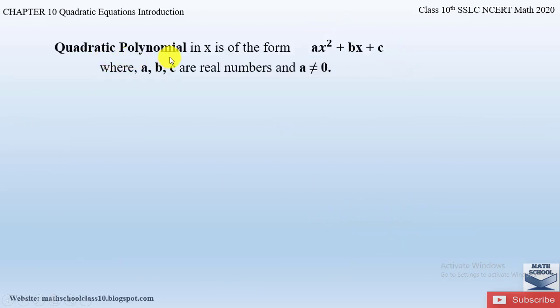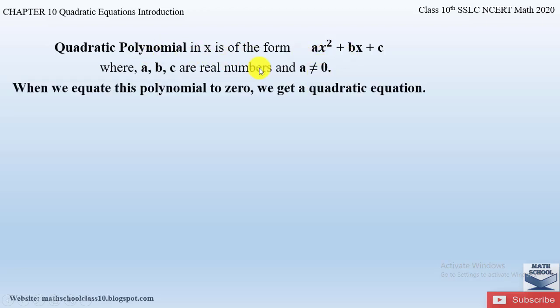So a quadratic polynomial in x is of the form ax square plus bx plus c. A, b, c are the coefficients. A is the coefficient of the variable x square, b is the coefficient for the variable x with degree 1, and c is just a constant. So a, b, c are real numbers where a should never be equal to 0 for an expression to form a quadratic polynomial. Okay, the coefficient of x square should never be equal to 0.